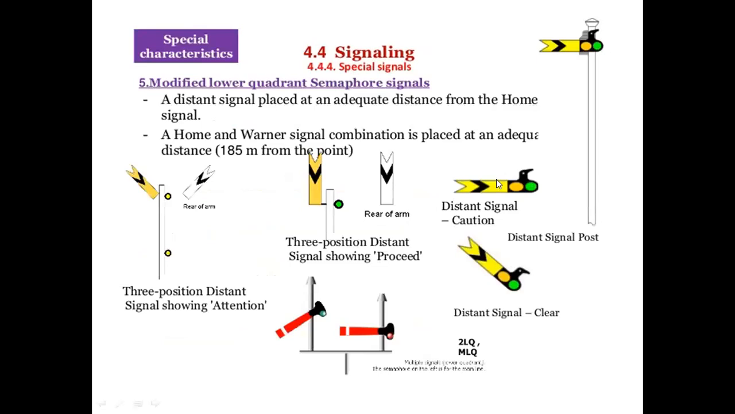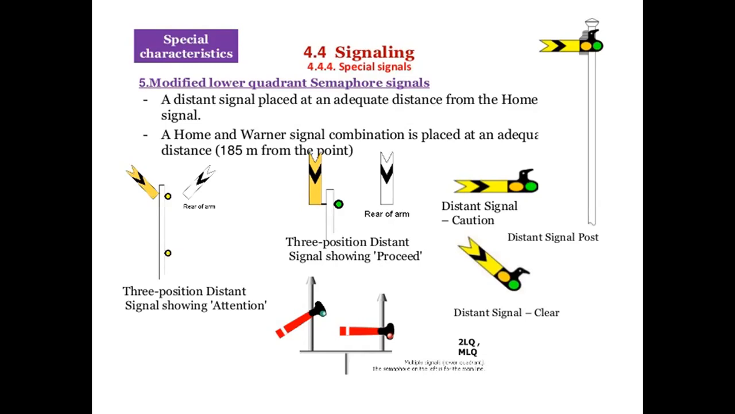Here are the modified lower quadrant semaphore signals. These are also a special type of characteristic signals. Here you can observe a distant signaling post which is arranged with the lever arm of green, yellow, and red lights. This is a distant signal placed at an adequate distance from the home signal. A home and warner signal combination is placed at an adequate distance of 185 meters from the point.